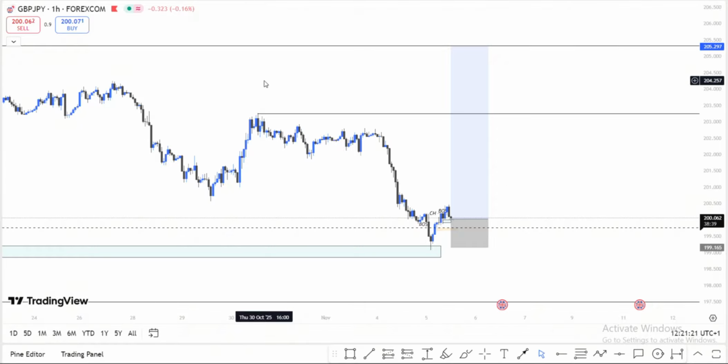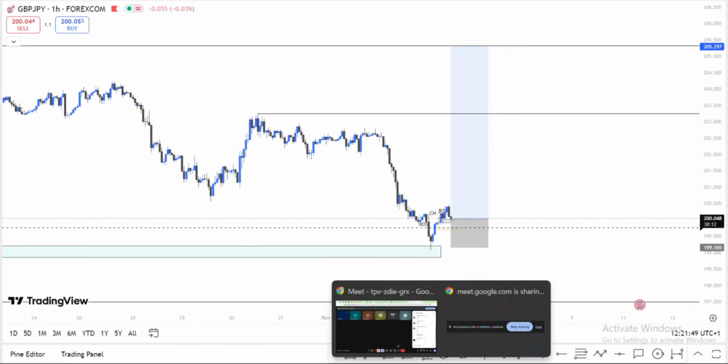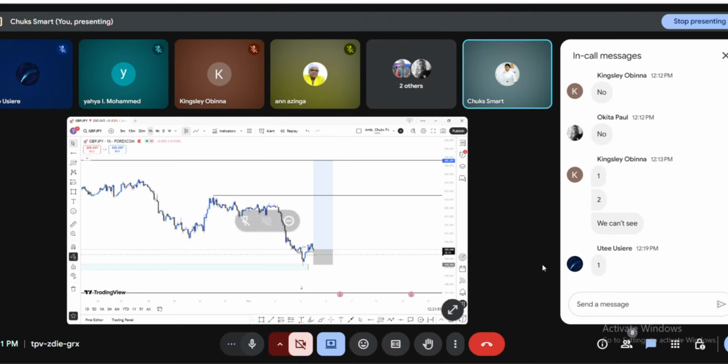I'm placing a buy right now, guys, on GBP USD. I'm going in on a buy. Guys, you can take a buy. I'm in on a buy right now. Anybody taking a buy? Anybody?